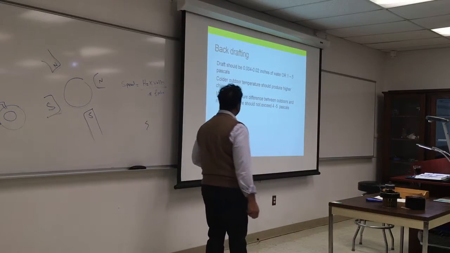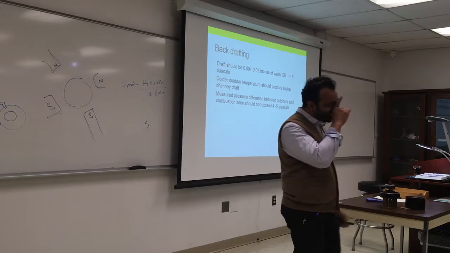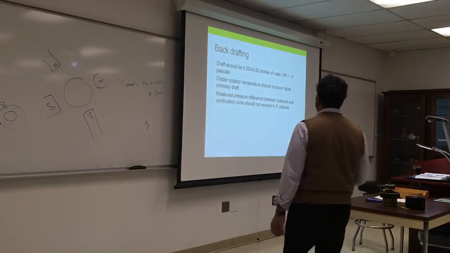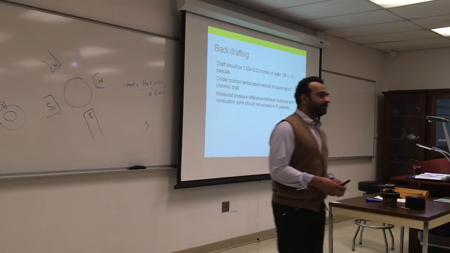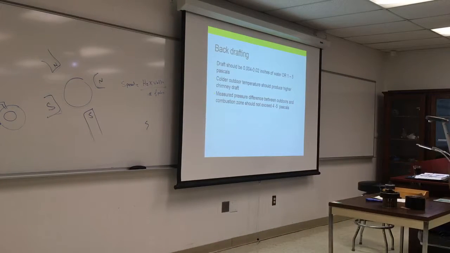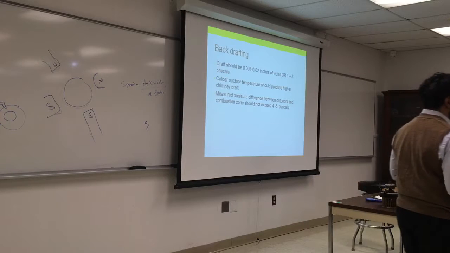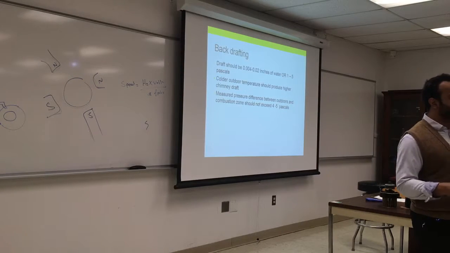We measure the difference between the outdoors and combustion zone, which should not be more than 4 or 5 pascals. So you don't want a lot of back pressure again, and you don't want the pressure difference between the outdoors and the combustion zone to be too high. Why is that? If it's too high, you might again disturb the fire, and the fire will have incomplete combustion. You're having too much air. Having too much air is also not good, because too much air or too little air will cause you to have incomplete combustion. So you want to have the right amount of air.